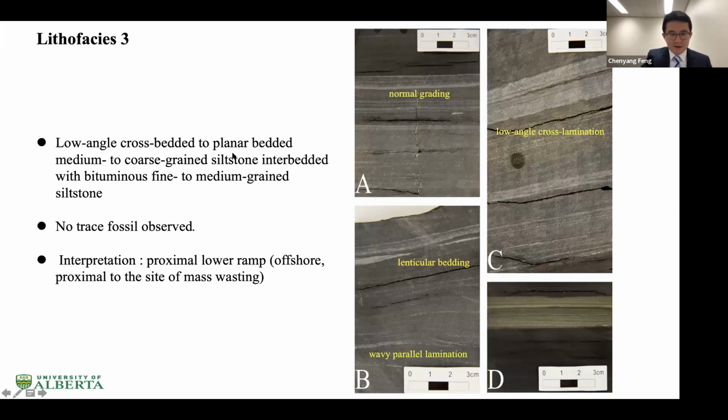In contrast, lithofacies 3 has a much higher amount of these calcareous siltstone units. So lithofacies 3 is inferred to represent deposition from low density turbidity currents within the proximal lower ramp, corresponding to offshore, but proximal to the site of mass wasting.